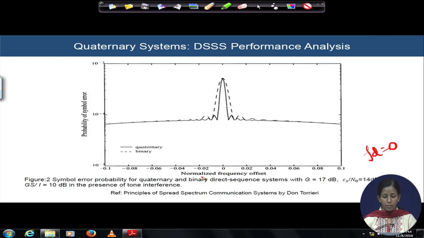But if we have some amount of normalized frequency offset, we find that the quaternary system has somewhat better performance. It gives a little bit better performance compared to the binary system, and this improvement basically vanishes if we increase the normalized frequency offset further.